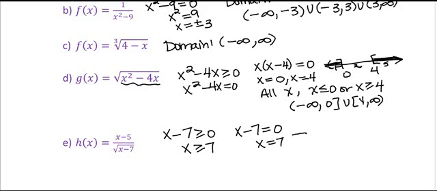So that means that our domain is simply going to be the values of x that are larger than 7. I have to throw out the endpoint of 7 because it causes that to be the square root of 0, which would make 0 in the denominator. So I could write that then as 7 to infinity.